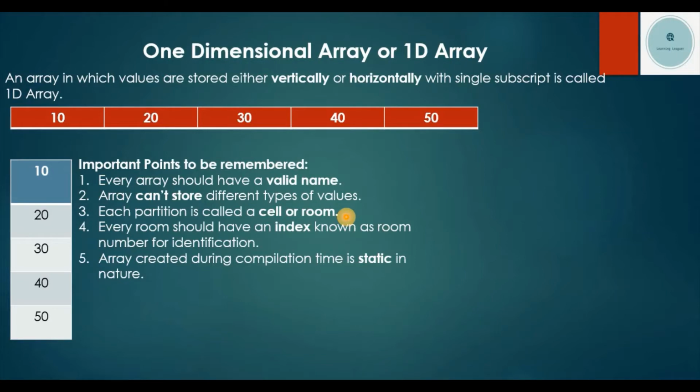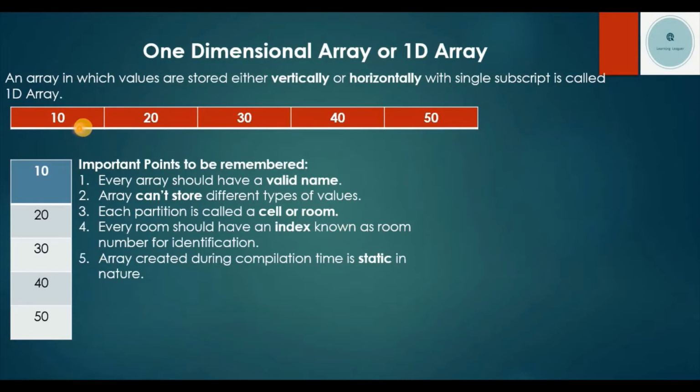An array in which values are stored either vertically or horizontally with a single subscript is called a one-dimensional array. What does an array consist of? An array consists of multiple values, represented in a vertical fashion or horizontal fashion, and it should have only one subscript. What do you mean by the term subscript? A pair of square brackets in which we mention the size of an array is called a subscript.